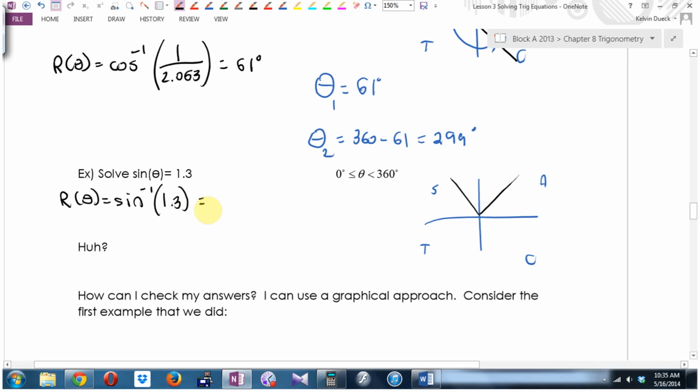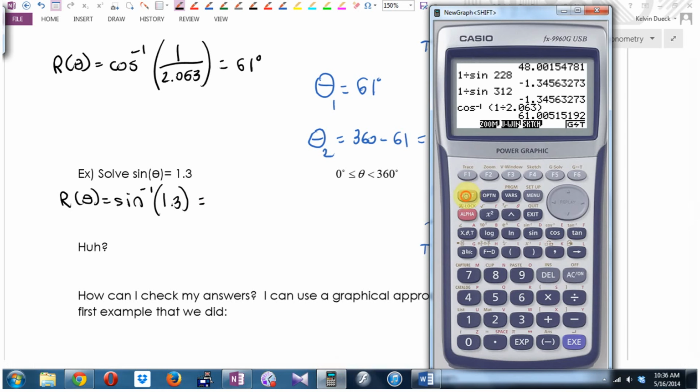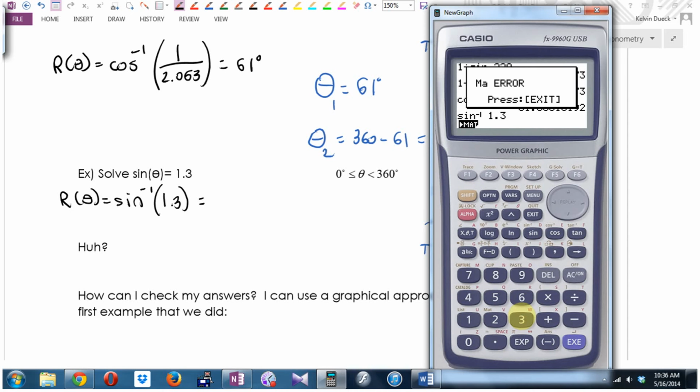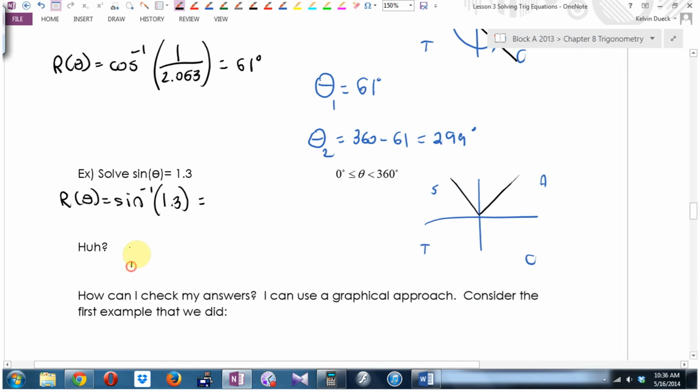What do you get? By the way, what this is saying is there are no angles on the planet that have a sine value of 1.3. Can't be done. We'll talk about why that is in just a second. But what I am saying is, you know what? Not everything has an answer.